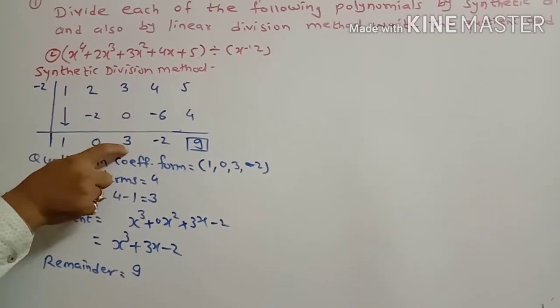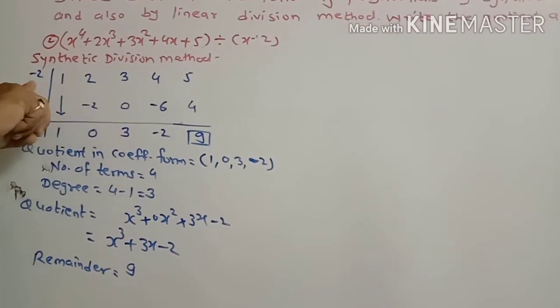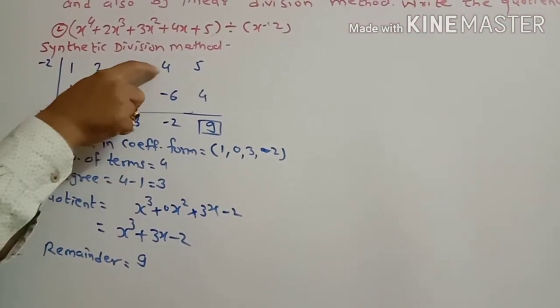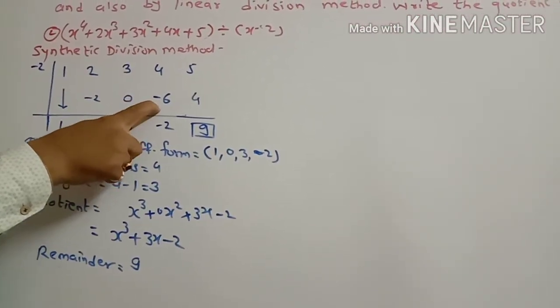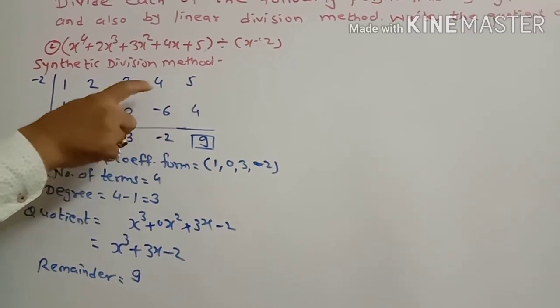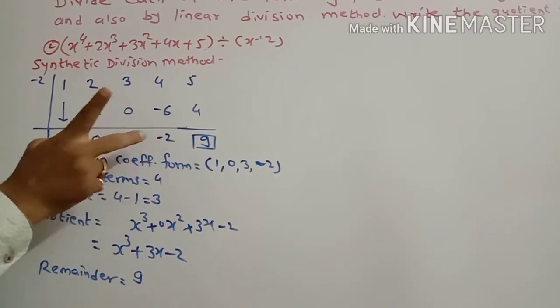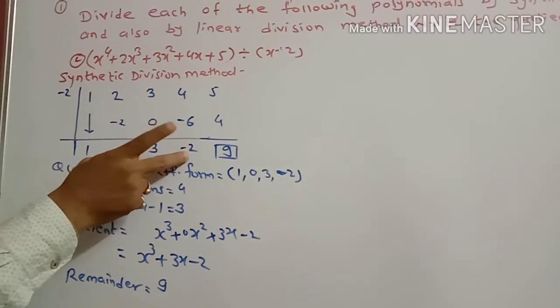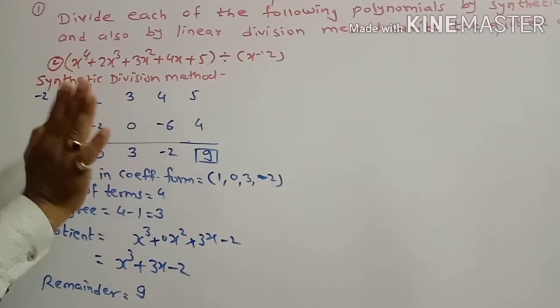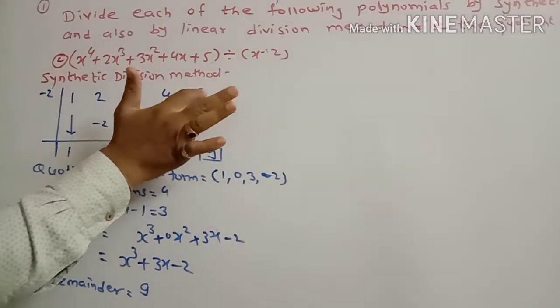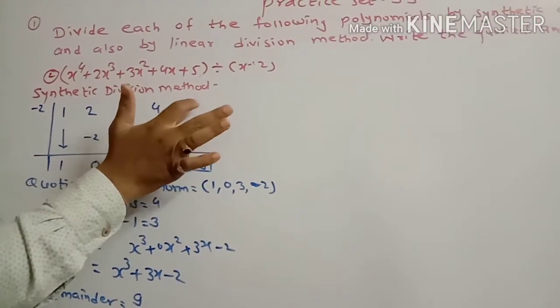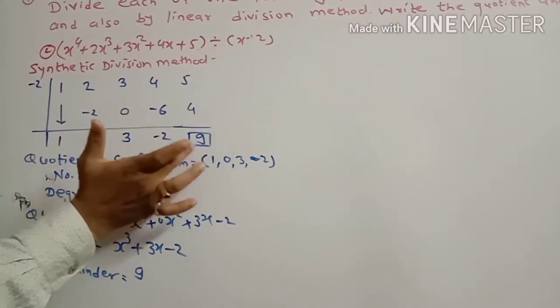Then 3 plus 0 is 3. Then product of 3 and minus 2 is minus 6. Write the product below the fourth coefficient, that is 4. That is 4 minus 6, minus 2. Again take the product of this minus 2 into minus 2, plus 4. Write this plus 4 below the next coefficient, that is 5 plus 4 means 9, and this 9 is the remainder.